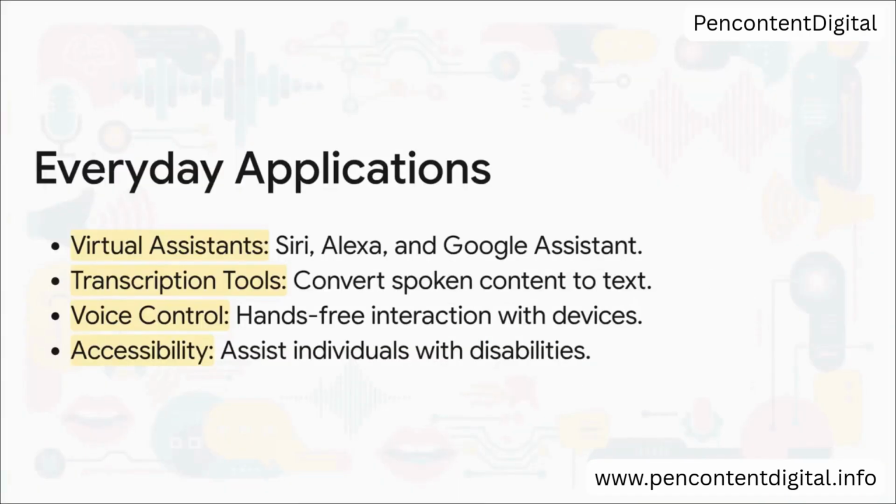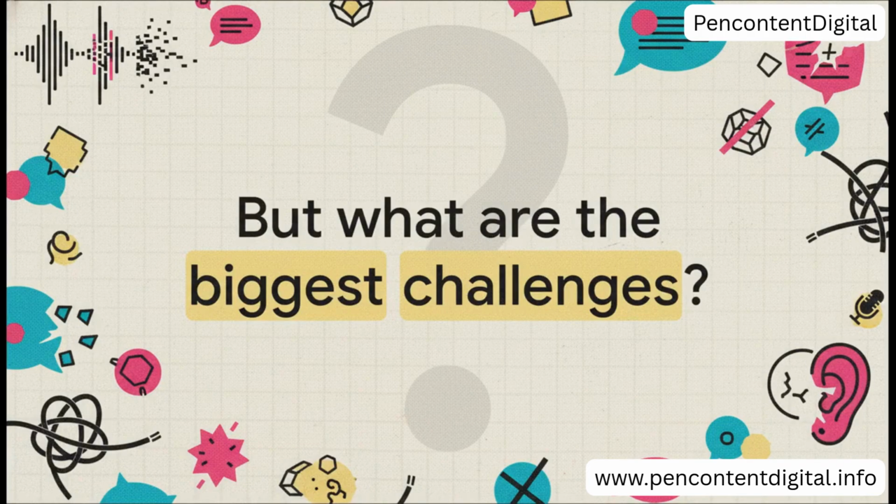Oh man, the applications are literally everywhere. Of course, you have your virtual assistants like Siri and Alexa, but it's also the engine behind those awesome services that automatically type out notes from your meetings. It's what lets you control your smart home or your car with just your voice. And maybe most importantly, it's a huge deal for accessibility, giving people with disabilities powerful new ways to interact with the world around them. But for all this amazing power, this tech is far from perfect.